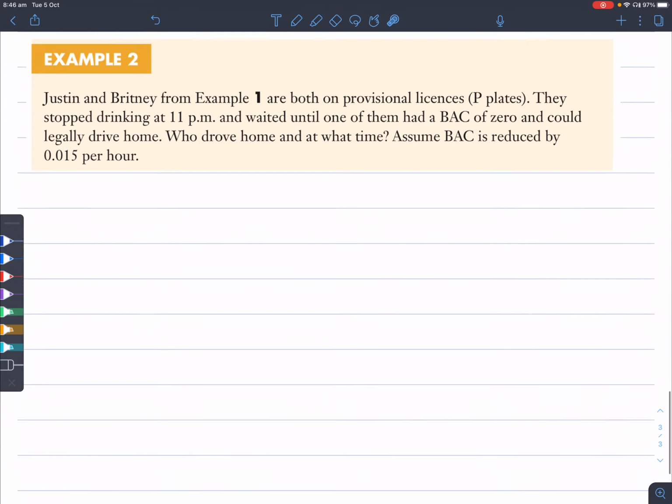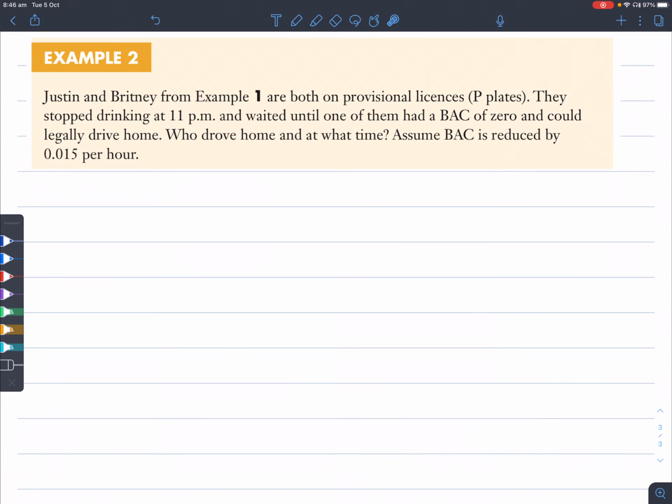So for example 2, Justin and Brittany from example 1 are both on provisional licenses or P plates. So this might be what you might be on. They stopped drinking at 11 p.m. at night and waited until one of them had a BAC of 0 and could legally drive home. Okay, who drove home and at what time? Assume BAC is reduced by 0.015 per hour. Right, so let's have a look for Justin.